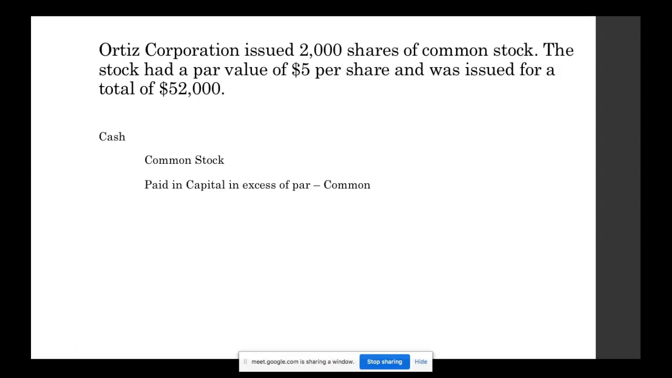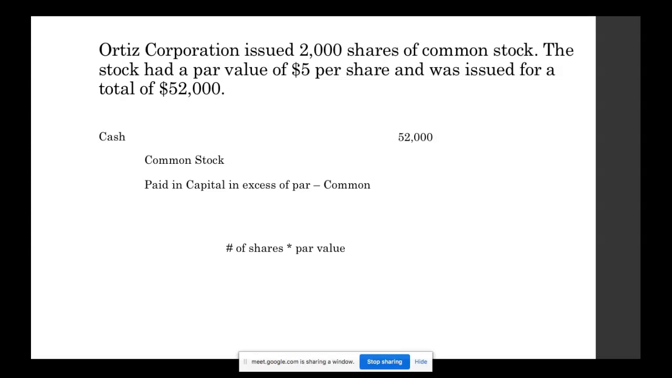So cash. How much do we need to debit cash for? Well, this is how much money we are getting in this transaction. So we issued these 2,000 shares of stock for $52,000. So we are getting $52,000 in cash. Now, for common stock is going to take a little bit of a calculation.